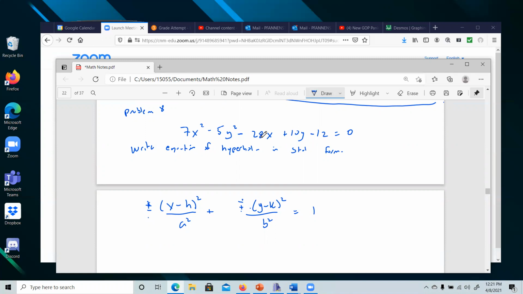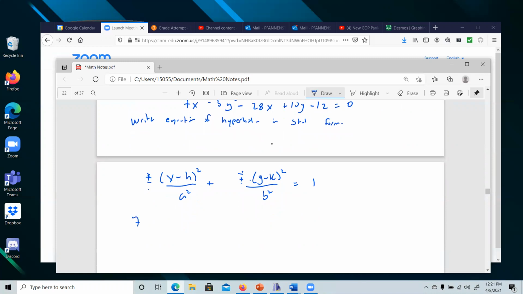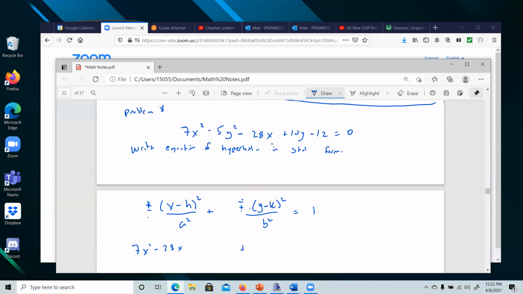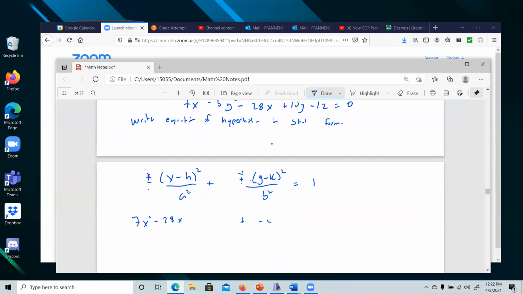So here we have a problem. You're like, who wrote this problem? God, this is terrible. So what we're going to do is group all the x's together. That's 7x squared minus 28x. And then we're going to group the y's together, so that's going to be minus 5y squared plus 10y and is equal to 12.